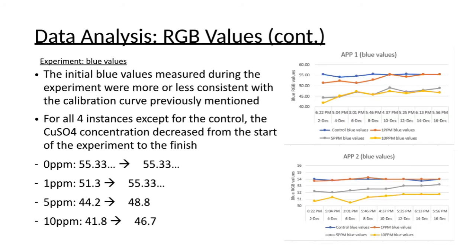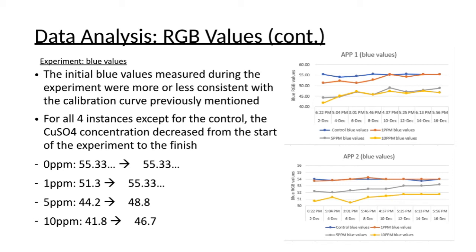And these are the blue values taken during the experiment. The initial blue values measured during the experiment were more or less consistent with the calibration curve previously mentioned. For all 4 instances, except for the control, the copper sulfate concentration decreased from the start of the experiment to the finish. The 0 ppm, as stated, stayed at 55.3 throughout the experiment.